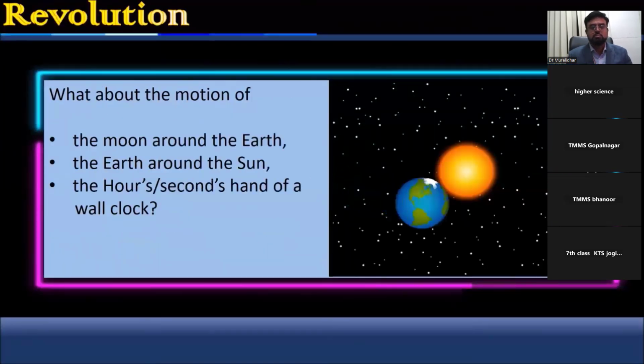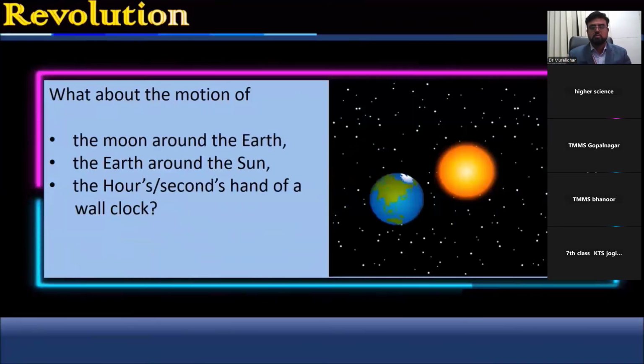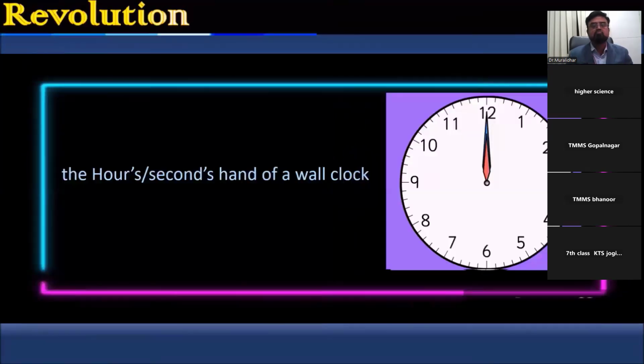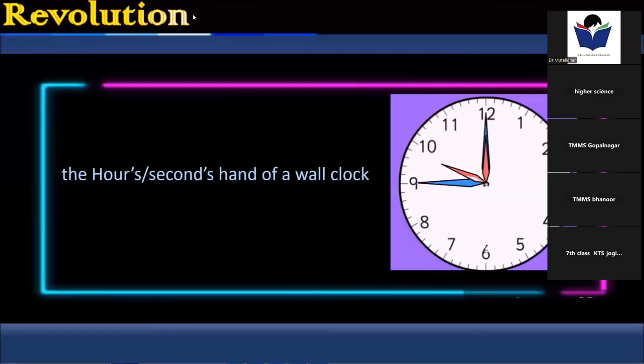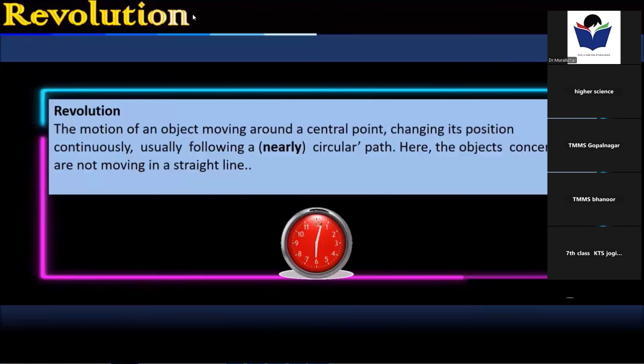What about the motion of the moon around the earth, or the earth around the sun, or the motion of the hours and seconds hand of a wall clock? Is it rotation? It is revolution. So what is revolution? The motion of an object moving around a central point, changing its position continuously, usually following a nearly circular path, is revolution.